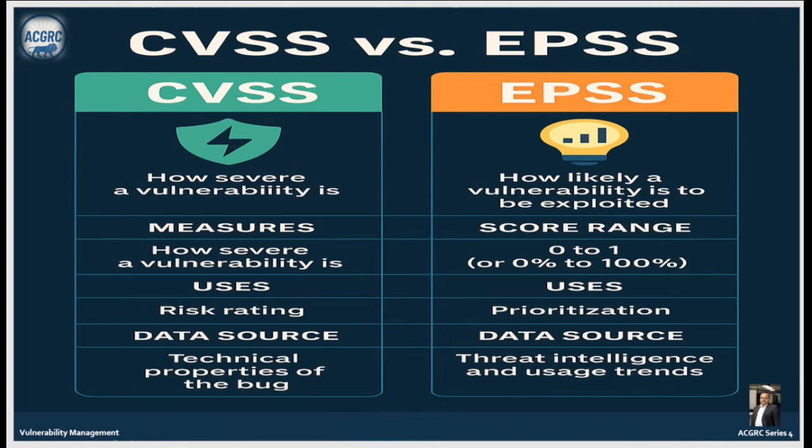Suppose this, it gives a score between 0 and 1. So it is either 0 or 100%. The closer to 1, the higher the chance of exploitation.